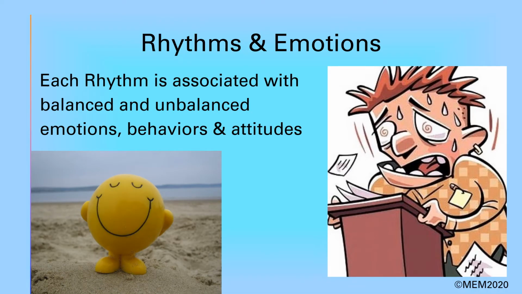Rhythms and emotions. Each rhythm is associated with a balanced and an unbalanced emotion, behavior, or attitude, because it makes up who we are. Our rhythms are us. It's how people get to know us, by how our personalities are. Our personalities are formed and shaped from the rhythms. And that's how our emotions will be, depending on the state that our rhythms are in. If we're unbalanced, our emotions are going to be flying off the handle. But when we're in balance, we're going to be having all that peace and joy and love to be able to share, and that wisdom that we all have.